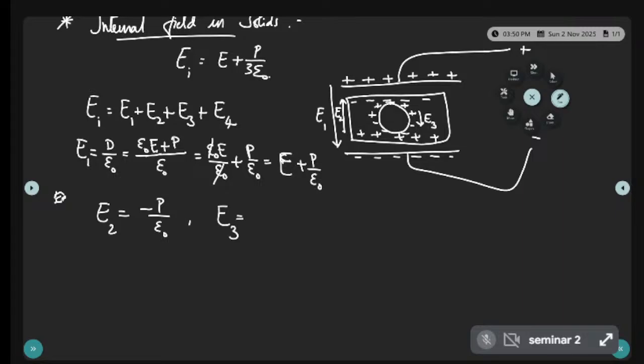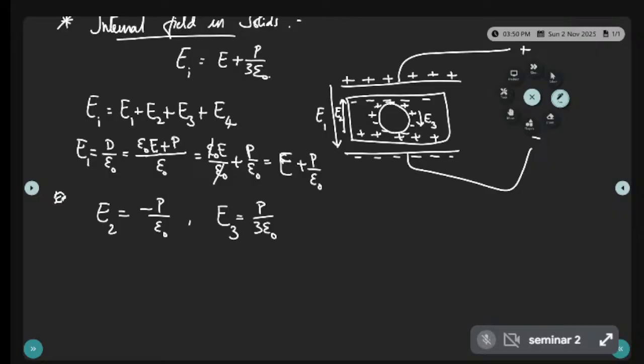The E3 derivation is already downloaded. It will be shared later after this. Its value is P by 3 epsilon naught. I will show you the two-page derivation, which you can check out.